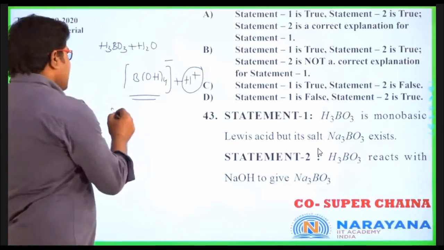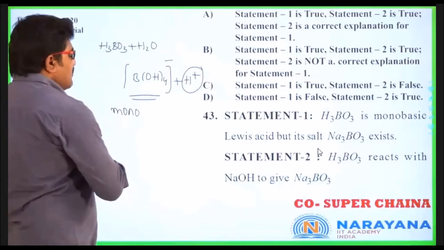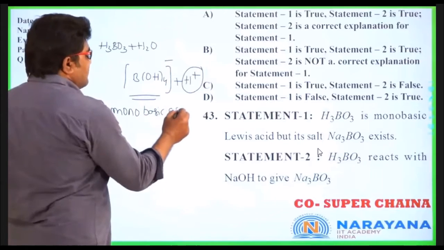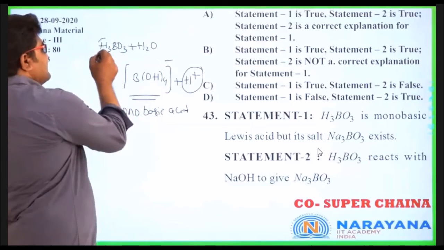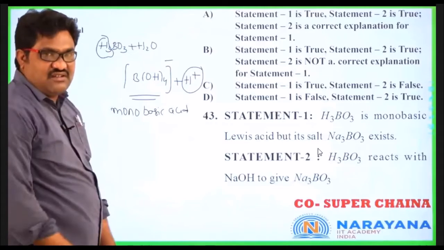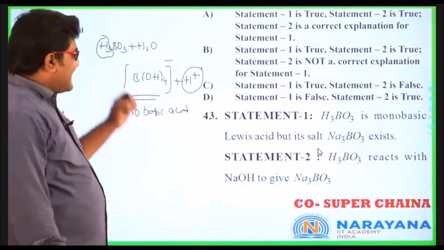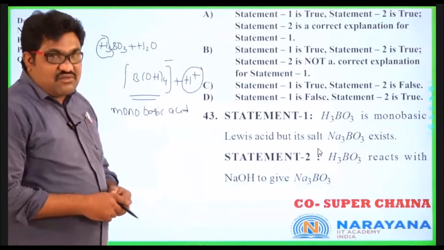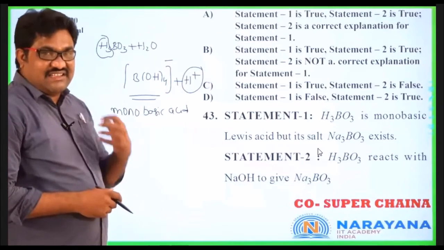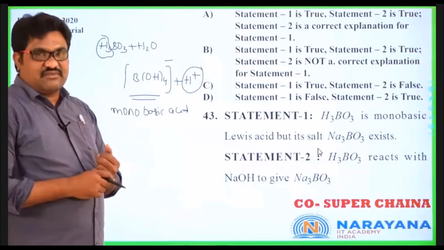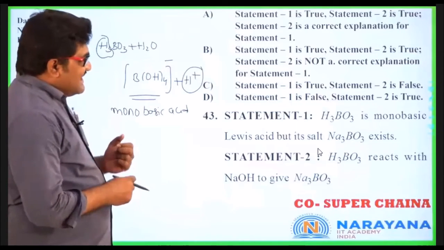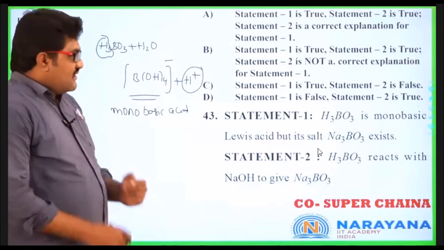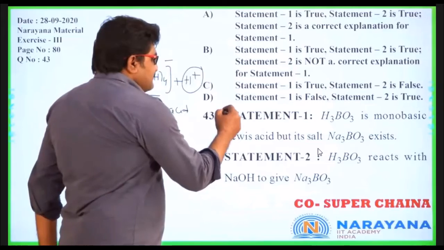So definitely it is a monobasic acid, not a tribasic acid. These hydrogens are not replaceable in H3BO3. Only due to the reaction with water, it can release 1 H plus ion, by reacting with water and forming this compound. And Na3BO3 exists, but it is not directly formed. So statement 1 is correct.